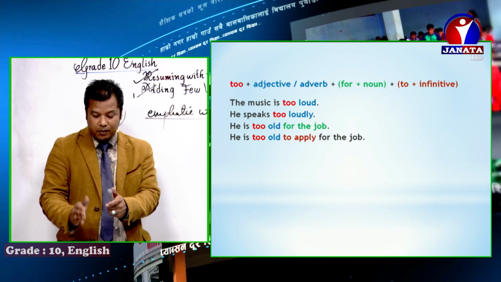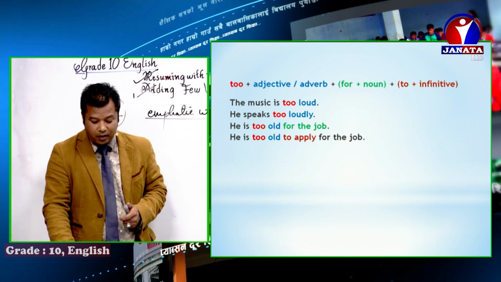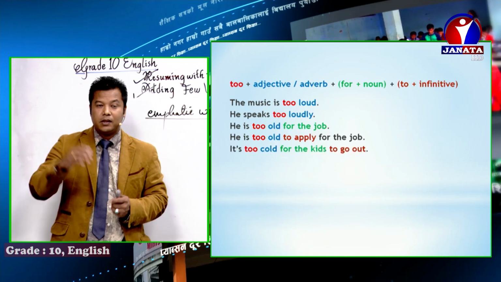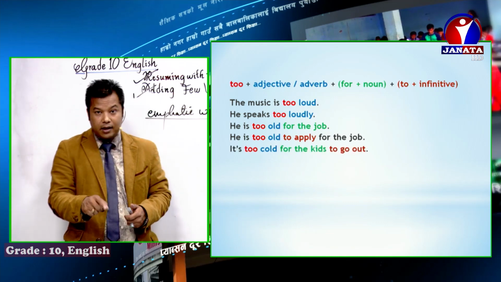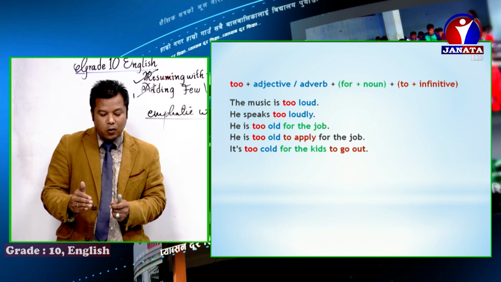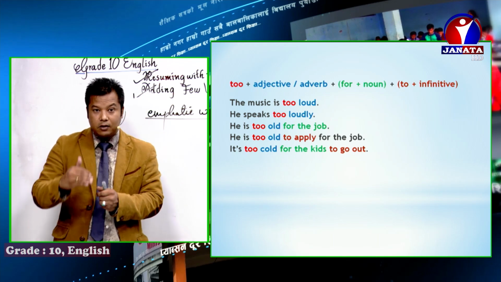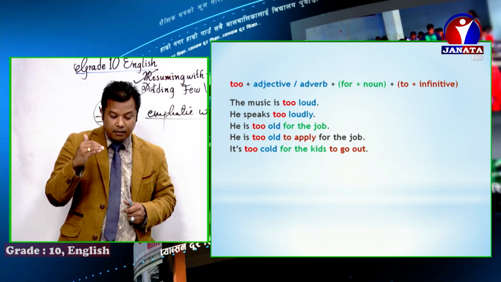The noun, for plus noun. And now, what is that infinitive part? See, sometimes you also need to add to plus verb on infinitive, which is the last sentence here on the screen. It's too cold for the kids to go out. So repeat from the top. The music is too loud.